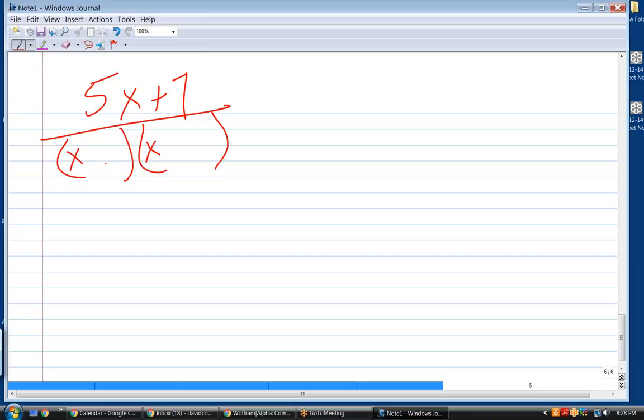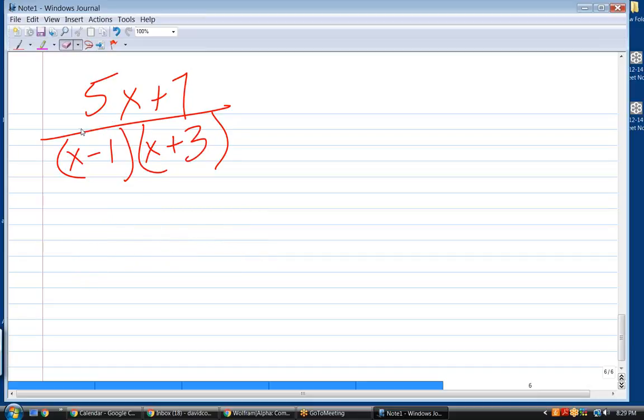Wait, no. So the function was x squared plus x. Wait, no. What is the function? X squared plus 2x minus 3. All right. So it's x plus 3 and x minus 1. Yeah. Okay.